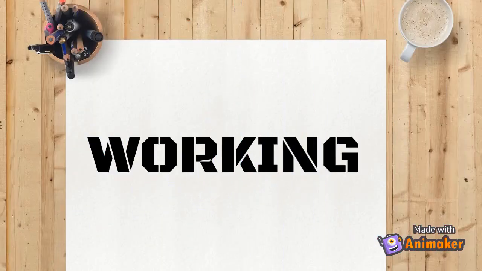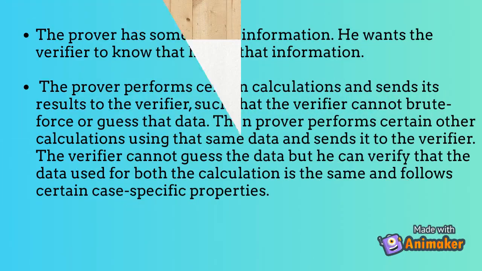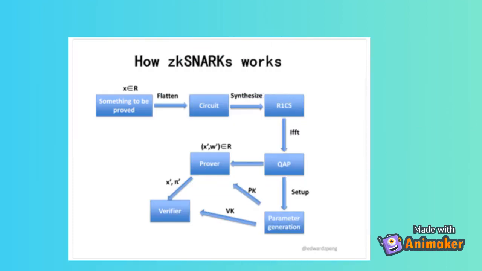Working. Let us understand how ZKP works. The prover has some secret information. He wants the verifier to know that he has that information. The prover performs certain calculations and sends its results to the verifier, such that the verifier cannot brute force or guess that data. Then the prover performs certain other calculations using that same data and sends them to the verifier. The verifier cannot guess the data, but he can verify that the data used for both calculations is the same and follows certain case-specific properties. So here is how zero-knowledge proof works.